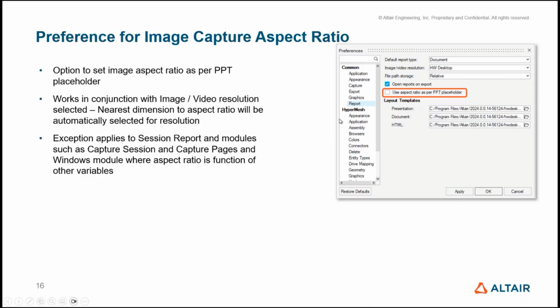Now, talking about the feature that is released right now in this release, we have introduced a new option for doing image captures using the aspect ratio from the PowerPoint placeholders. For the longest time, we always relied on the image video resolution that you select. So in HyperWorks Desktop, it used to be a vis-a-vis approach. What you see on the screen is exactly how it's going to appear in your presentation.